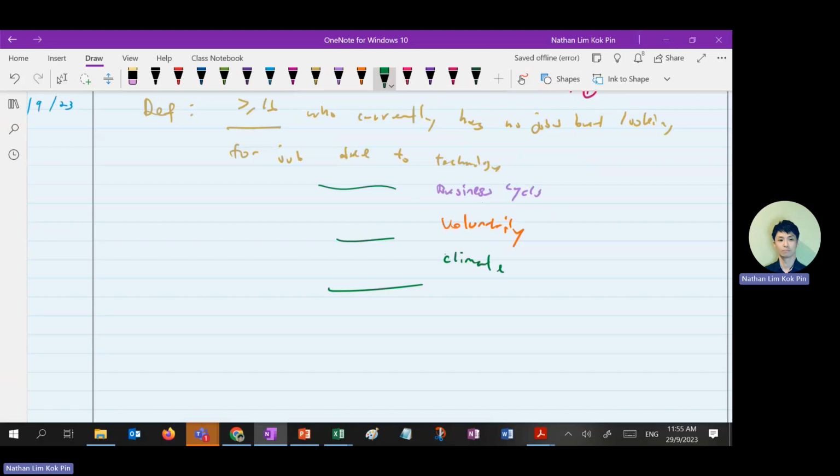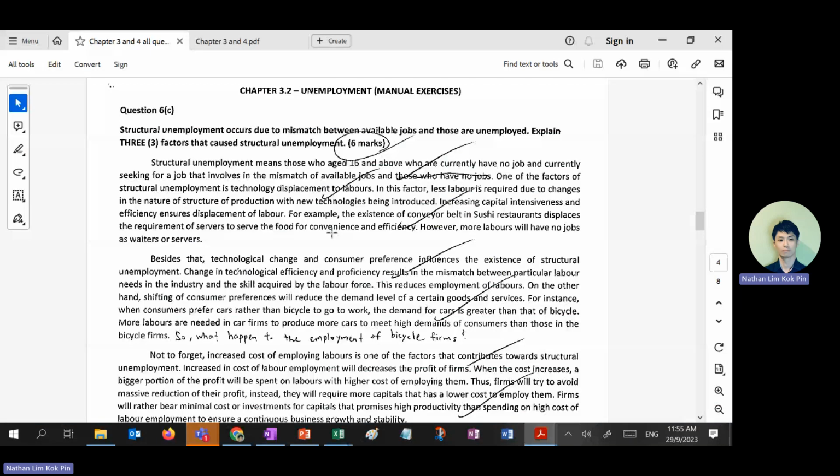So how she wrote, temporary displacement of labours. In this factor, less labor is required due to the change in the natural structure of production. New technology, increase in capital intensiveness, and so on. For example, she used back my example, conveyor belt in sushi restaurant displaces the labour requirement.